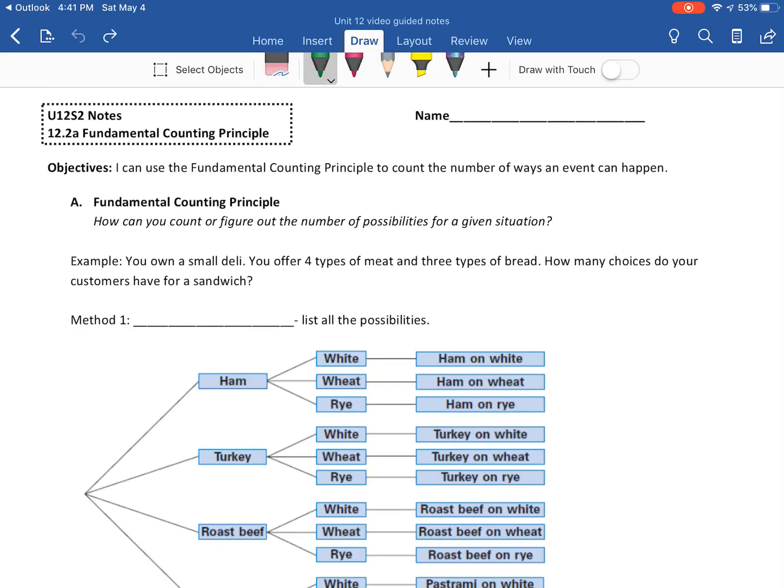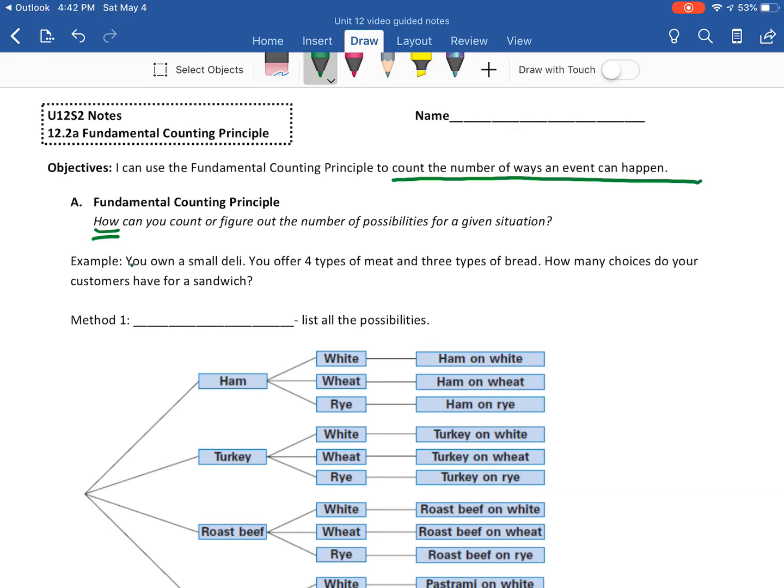12.2a is on the fundamental counting principle. So sometimes in math, we want to be able to count the number of ways an event can happen. So the question becomes, how can you count or figure out the number of possibilities for any given situation? Let's look at an example.